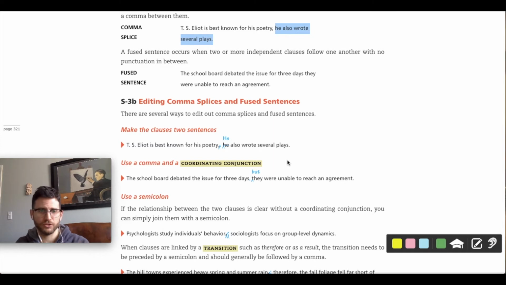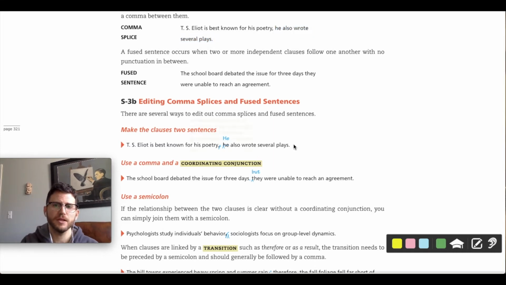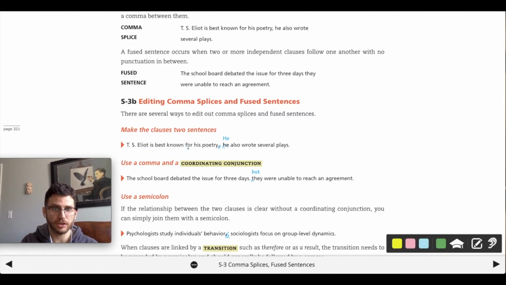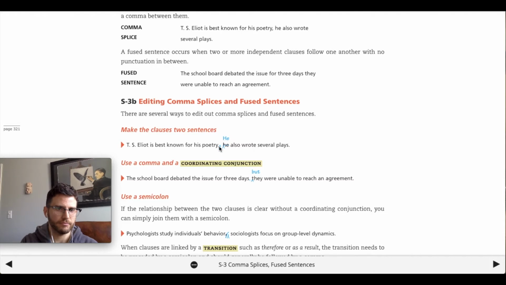Okay. Your book, the first suggestion here, is put a period here. Capitalize he, and you've now got two separate sentences. Okay.